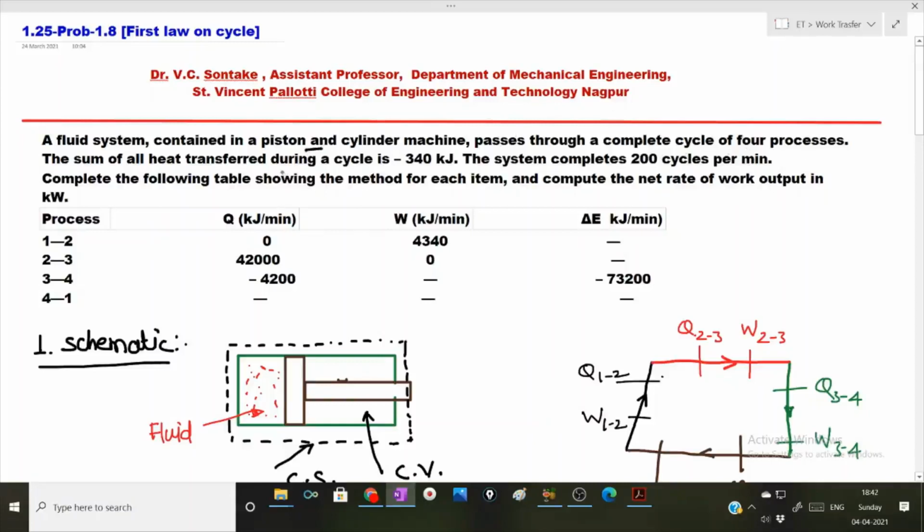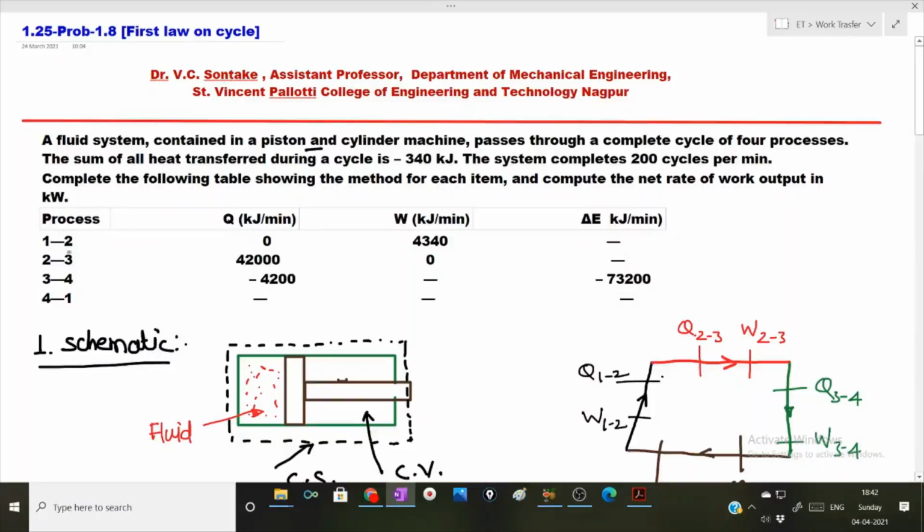The sum of all heat transferred during a cycle is minus 340 kilojoule. The system completes 200 cycles per minute. Complete the following table showing the method for each item and compute the net rate of work output in kilowatt. The table contains the following headings: process, heat transfer Q in kilojoule per minute, work transfer W in kilojoule per minute, and change in total energy in kilojoule per minute.